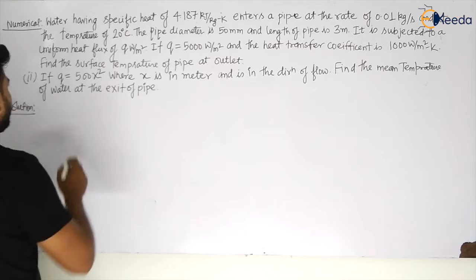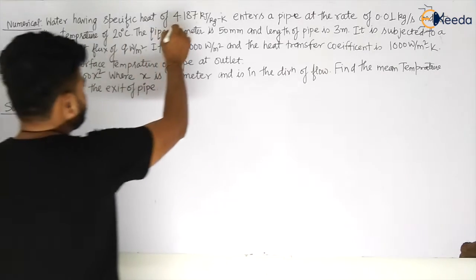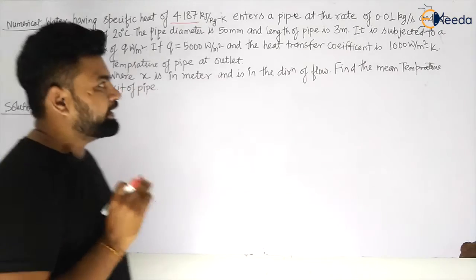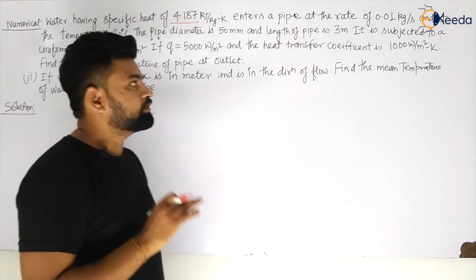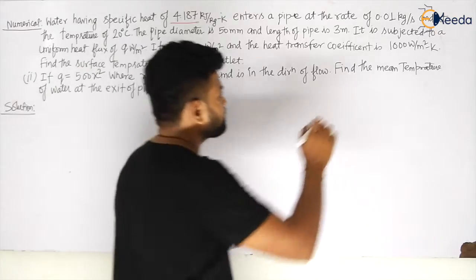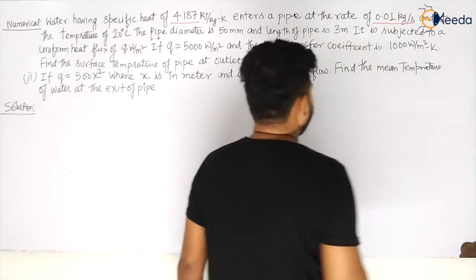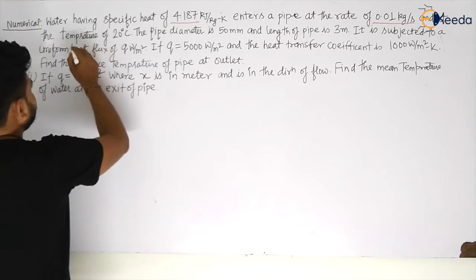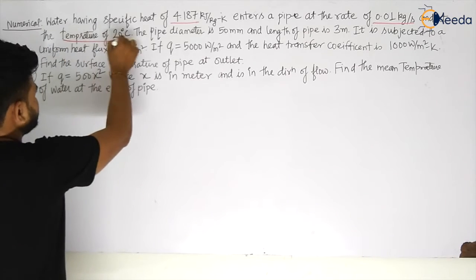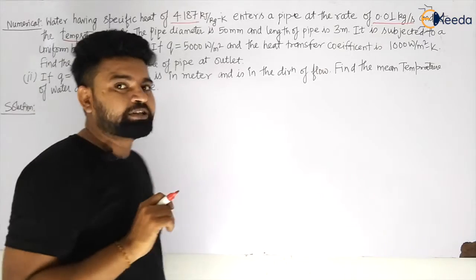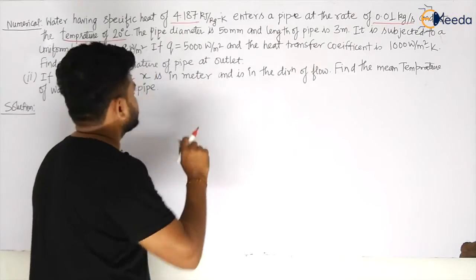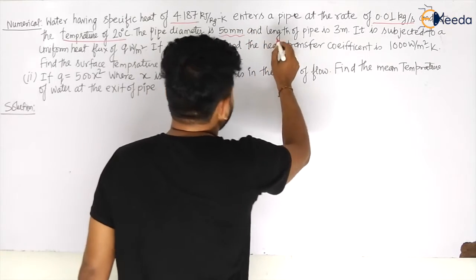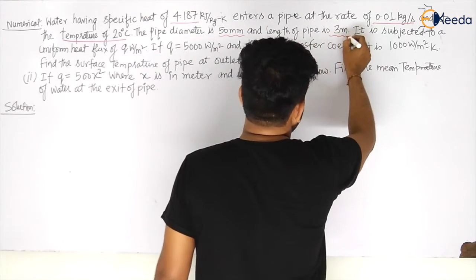Now, water having specific heat of 4.187 kilojoule per kg Kelvin enters a pipe at a rate of 0.01 kg per second, and at a temperature of 20 degrees Celsius. So water is entering at the temperature of what? 20 degrees Celsius. The pipe diameter is 50 millimeter and the length of the pipe is 3 meter.